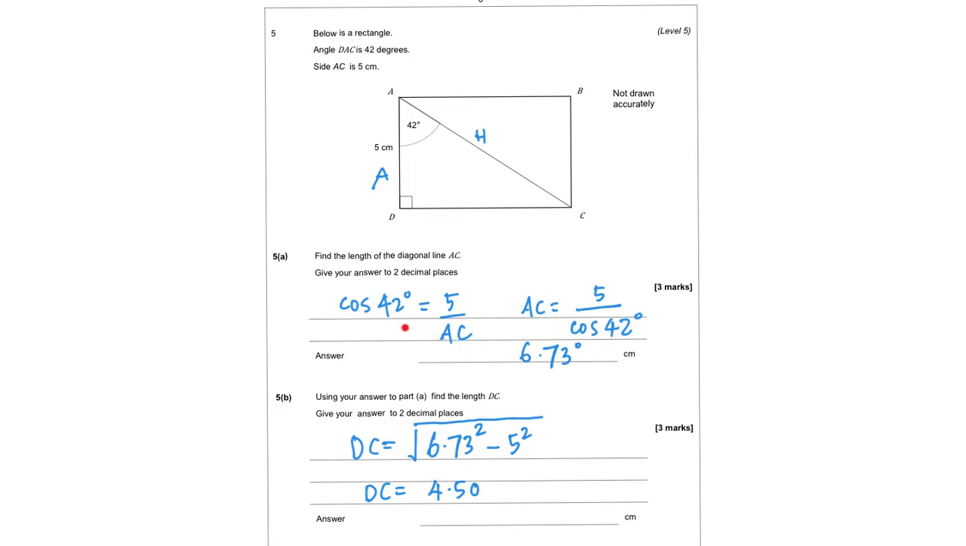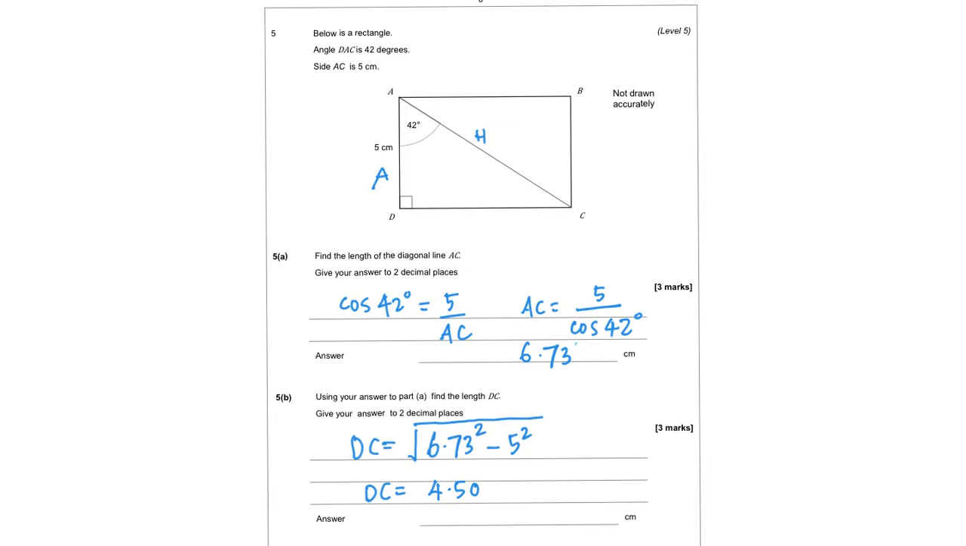To get AC, we swap, so it is 5 divided by cos 42, 6.73 centimeters. This is not a degree, okay? So let's erase this. All right.